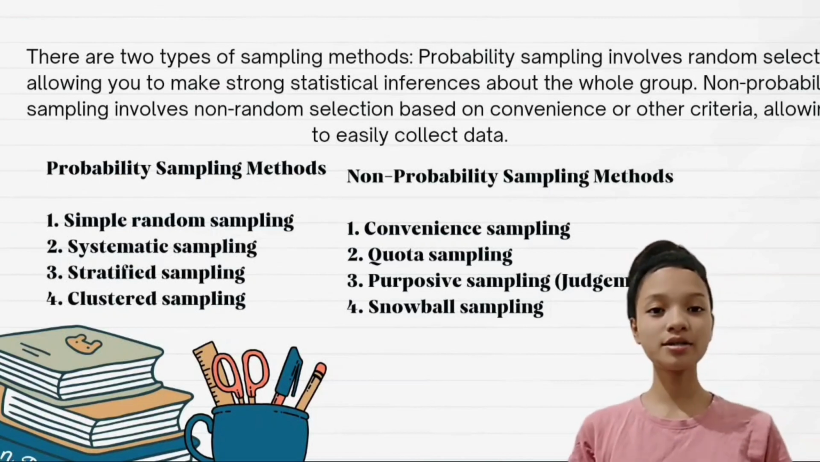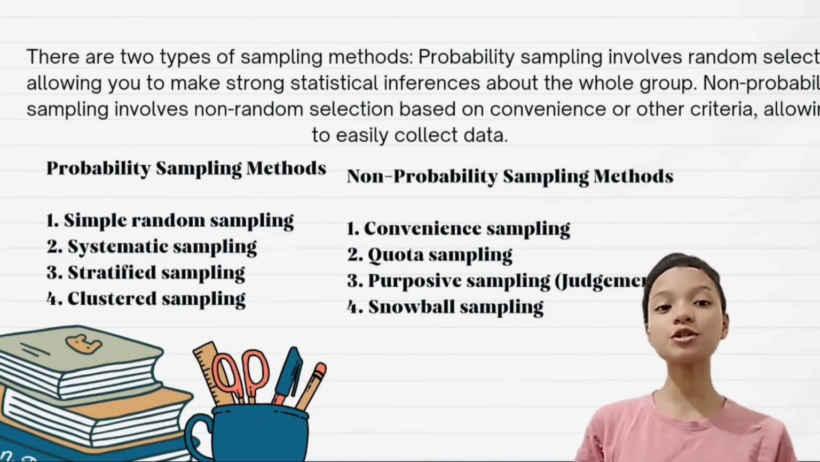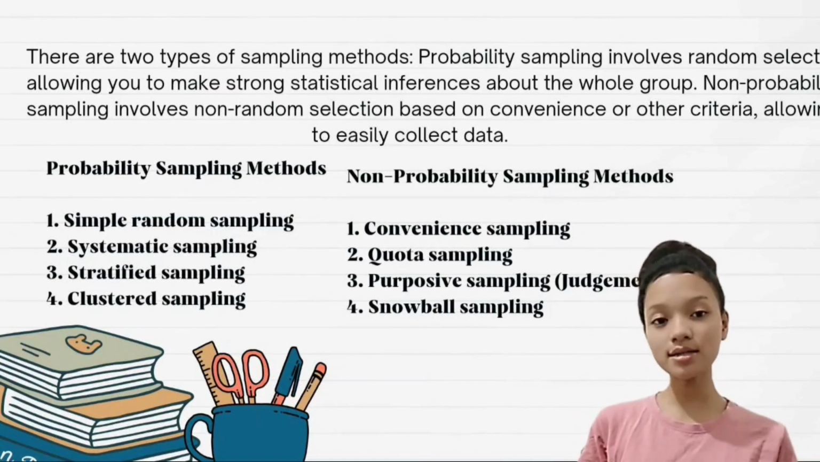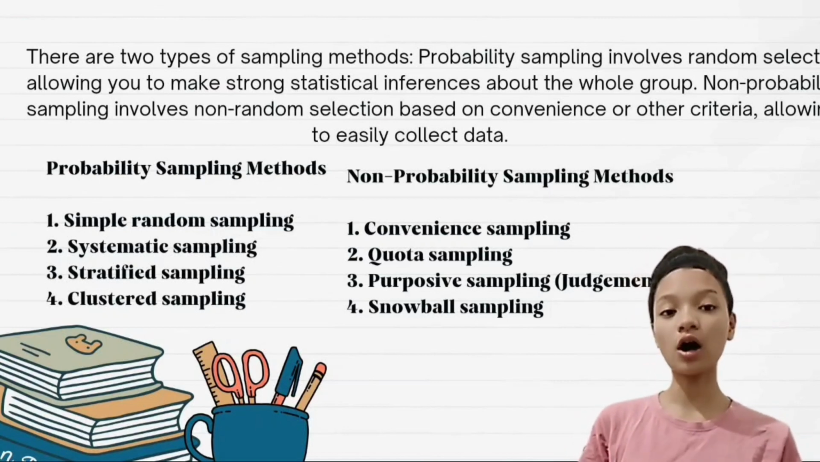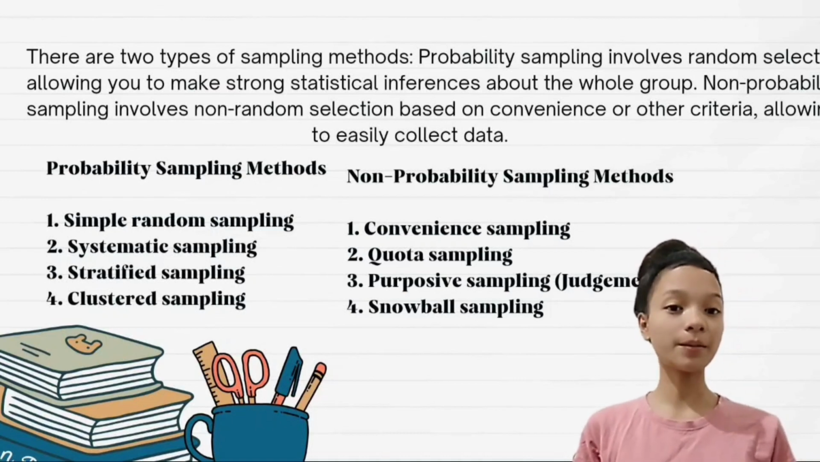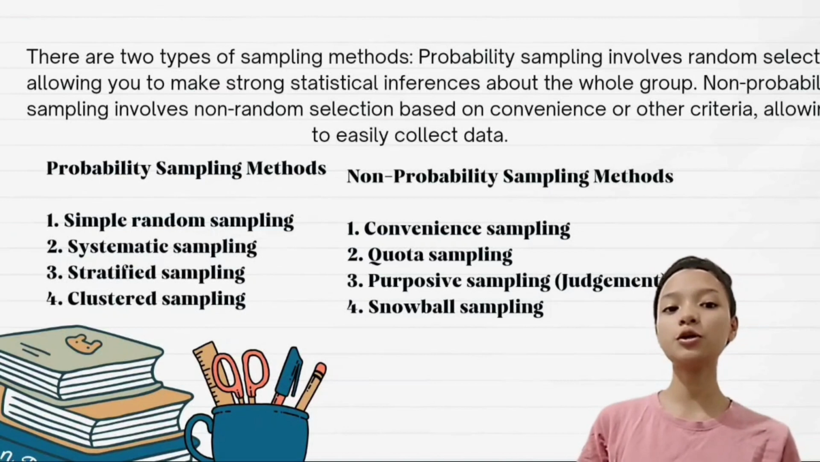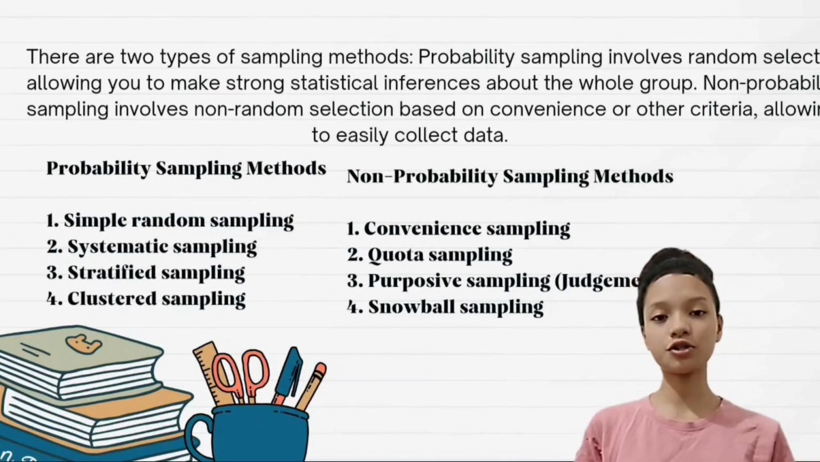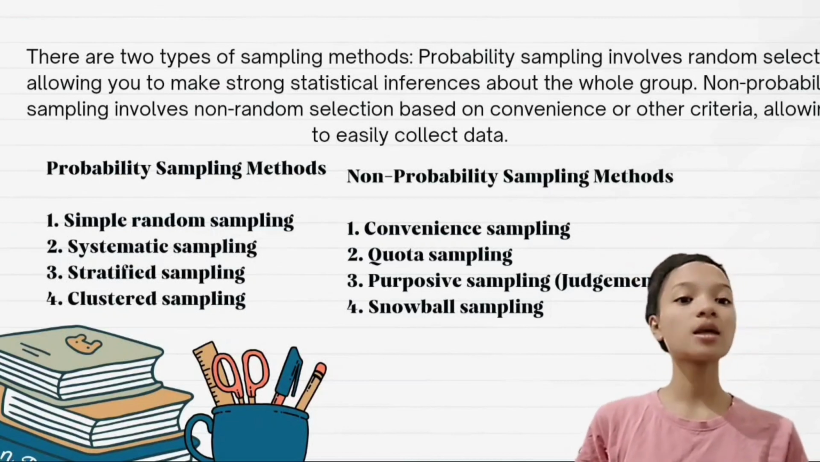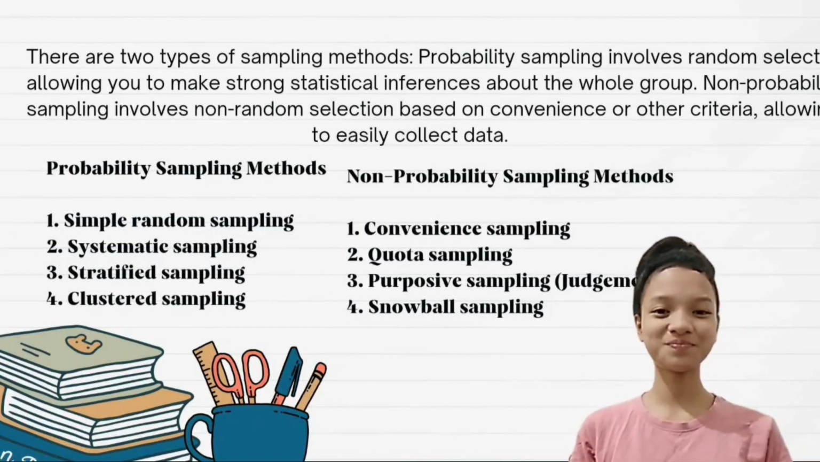In other words, the selection of each individual participant is based on a predetermined process and not the discretion of the researcher. Probability-based sampling methods are most commonly used in quantitative research. In other words, numbers and statistics-based research.